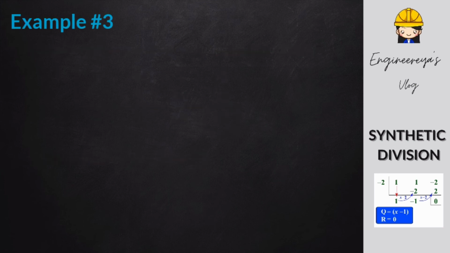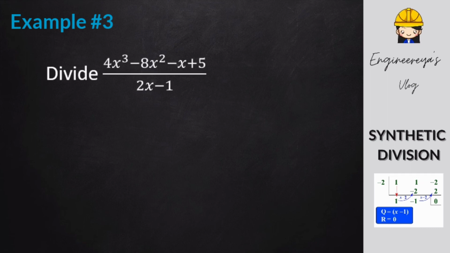Let's have another example. The next example is 4x cubed minus 8x squared minus x plus 5 all over 2x minus 1. In this example, you will be the one to answer it. I just want to know if you have learned about this topic. If you have your answer, you can message me through my Facebook page to check if you got the correct answer.